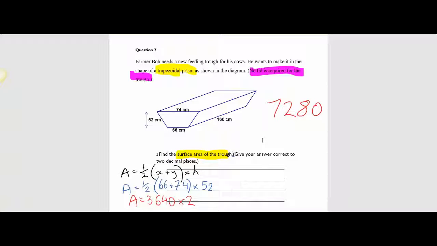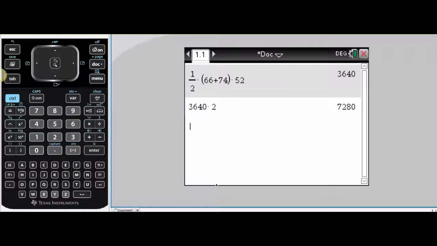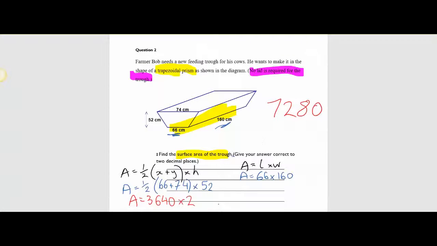The next one that we're going to work out is the bottom rectangle. Okay, so the bottom. And that is obviously going to be a rectangle. So we go area equals length times width. Quite a simple one this time. And where the width is going to be 66 and the length is going to be 160. So we just need to go area equals 66 times 160. Put that into our calculators. 66 times 160. And that equals 10,560.